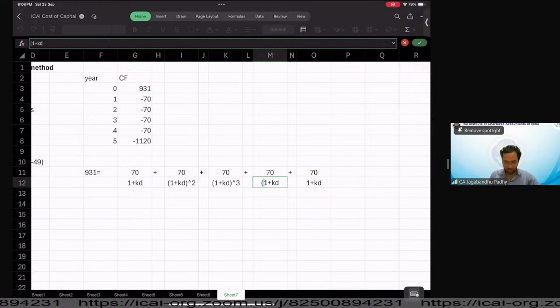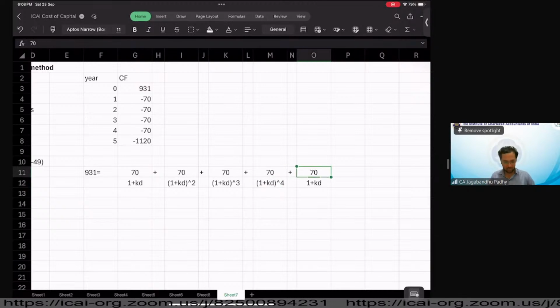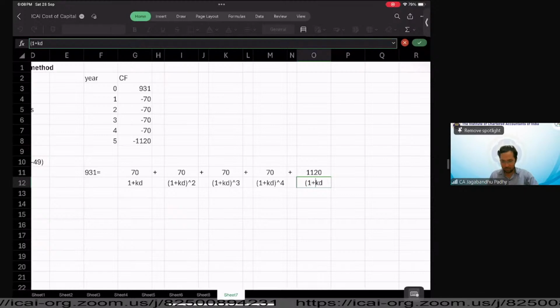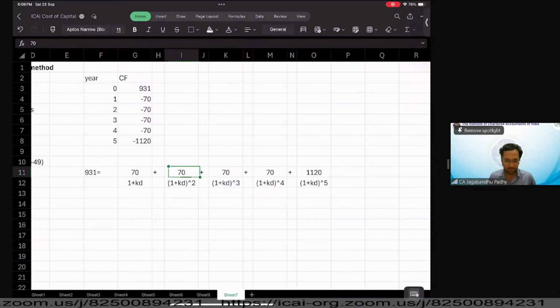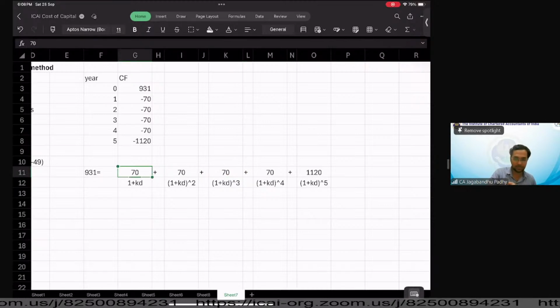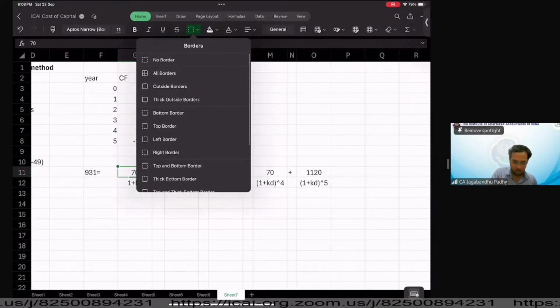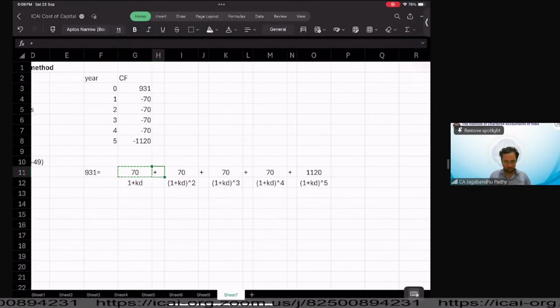Then in this, we have this to the power of 4. And of course, we know in the last year, it is going to be 1120 divided by 1 plus KD to the power of 5. I said this was the equation that was getting formed, right? Correct, guys? Yes, so this was the equation that we were having.